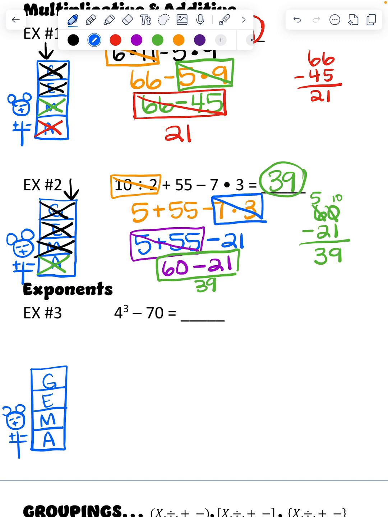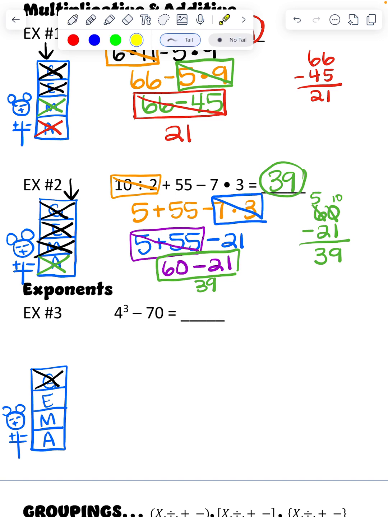All right, I'm going to go through and evaluate my problem really quickly, and I'm going to look, are there any groupings in my problem? Well, no. So I'm going to go ahead and mark out my groupings, my G. I don't have any parentheses or brackets. And then I look, and I do have an exponent, so I'm going to go ahead and start there.